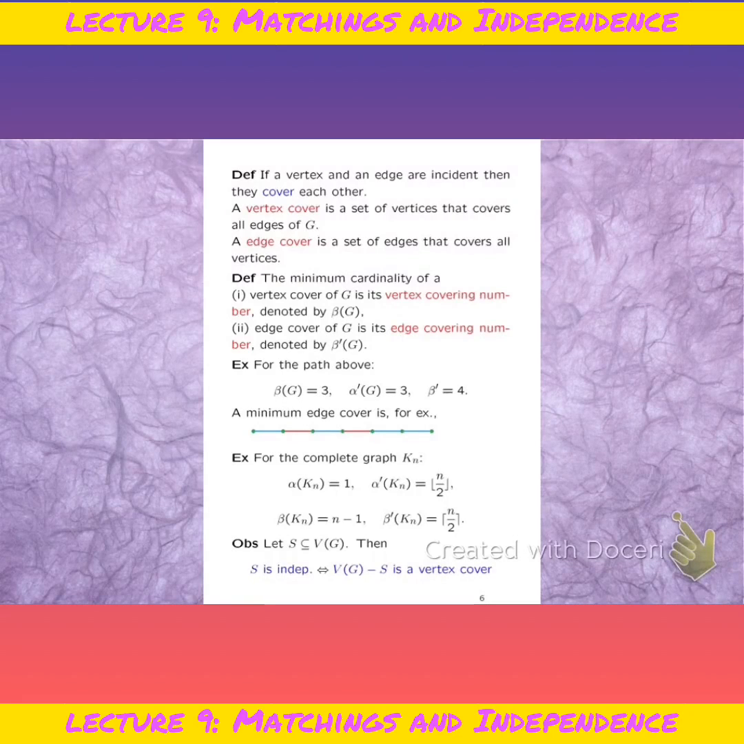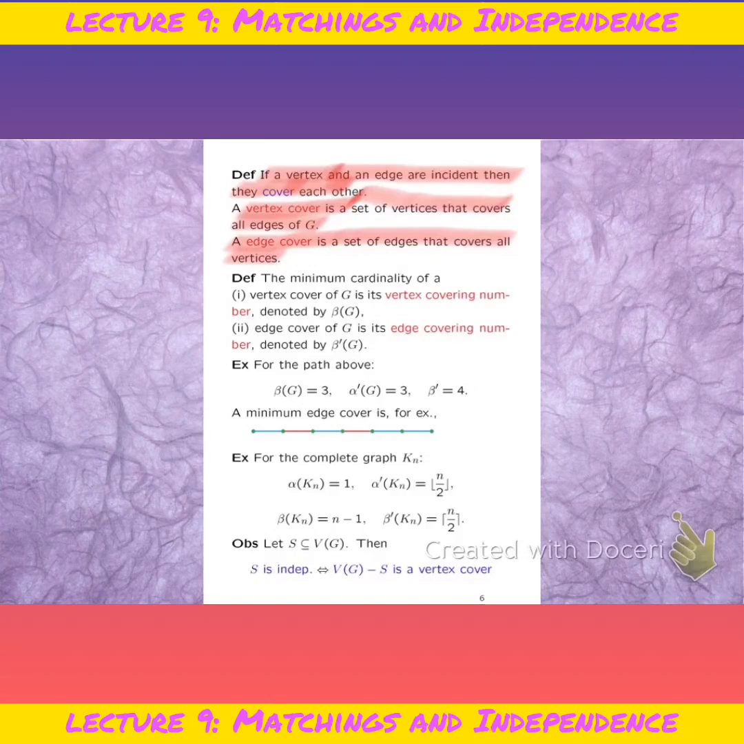Okay, so another definition: if a vertex and an edge are incident, then they cover each other. A vertex cover is a set of vertices that covers all edges of G. And likewise, an edge cover is a set of edges that covers all vertices.